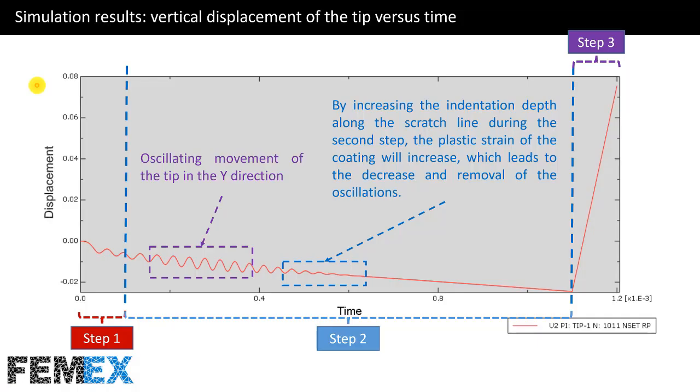Here we have the vertical displacement of the tip versus time. This is the first step, this is the second step, and this is the third step. And as you can see, here we have an oscillating movement of the tip in the Y direction. And then these oscillations are removed or damped. By increasing the indentation depth along the scratch line during the second step, the plastic strain of the coating will increase, which leads to the decrease and removal of the oscillations.